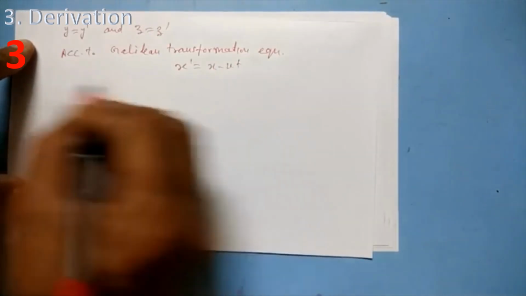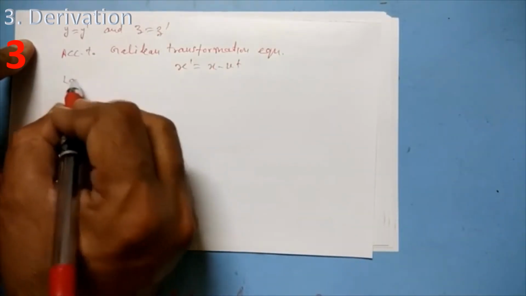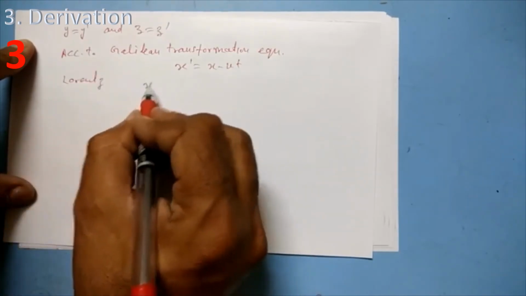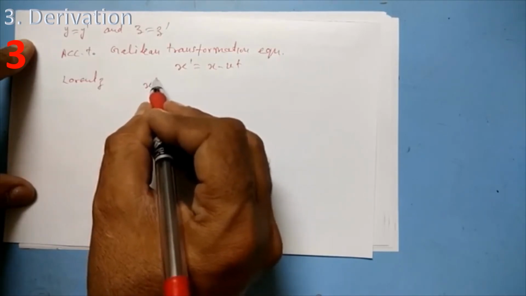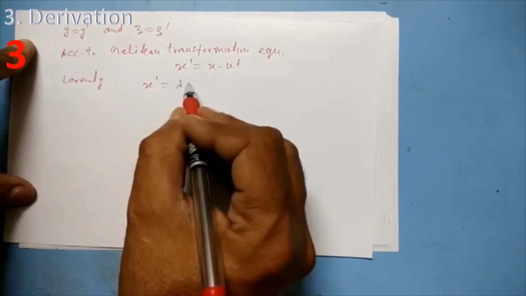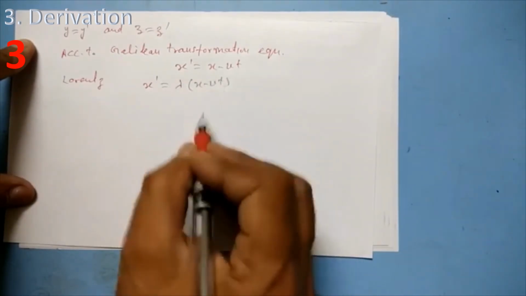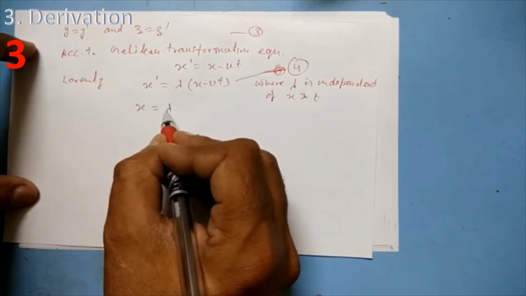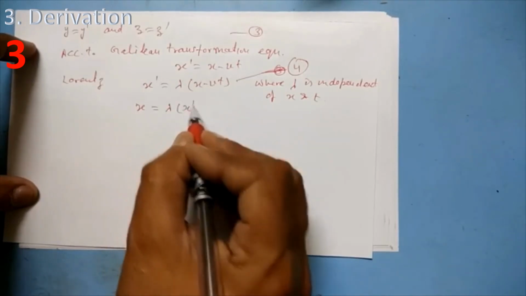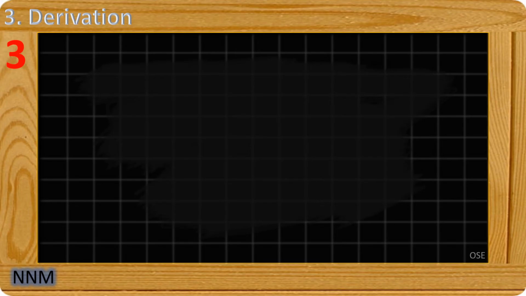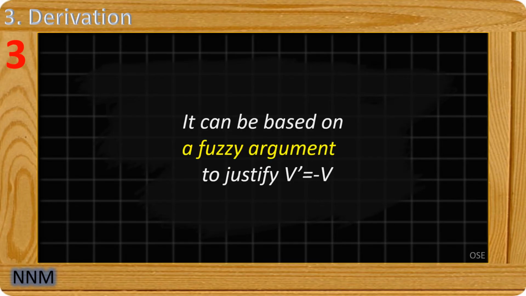So Lorentz considered that this relation is written as x dash is equal to lambda into x minus vt, and x is equal to lambda into x dash plus vt dash. Or it can be a fuzzy argument to justify that v prime equals minus v. We will check this third case.